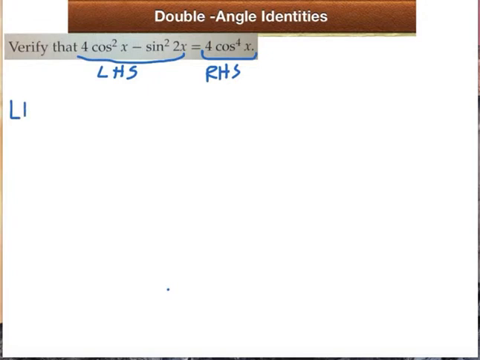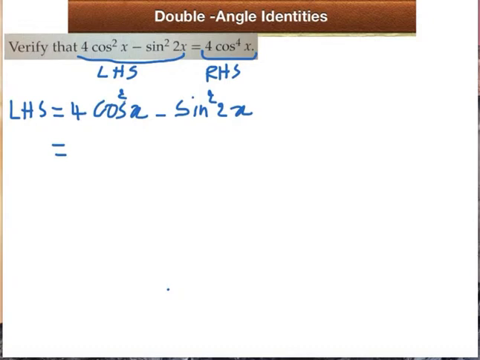So the left hand side is given as 4 cosine square x minus sine square 2x. This is equal to, and I start to try to change all these to make it only cosine on the right hand side. You can see the right hand side, only cosine and only x.